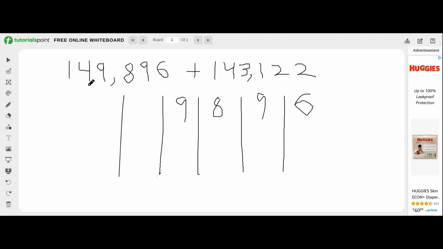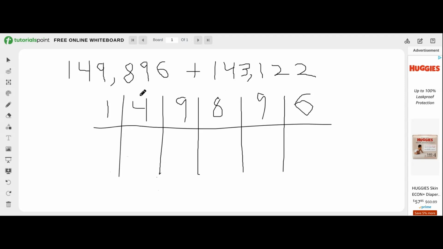Then we go over here to the 10,000s. We're going to put our 4 down. And then we're going to go over to the 100,000s. We're going to put our 1 there. So we got 149,896. Then what I would recommend they do is draw a line, so that way they know they're separating that one number from the next number that they're going to put in. Same deal.